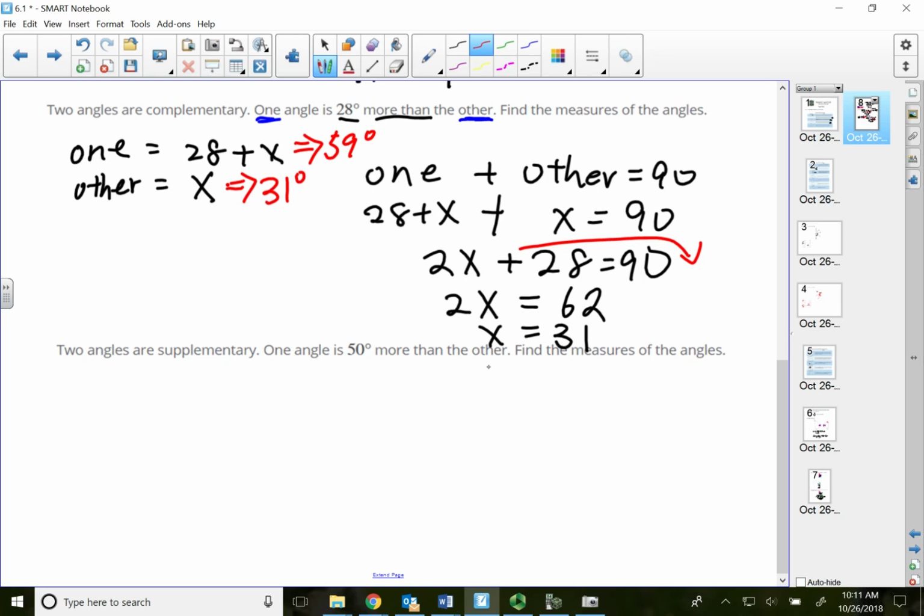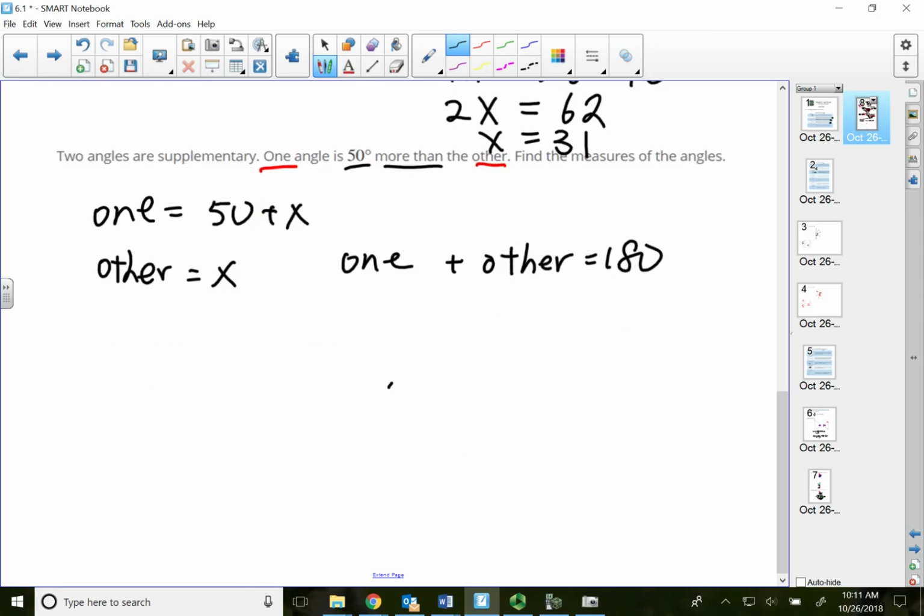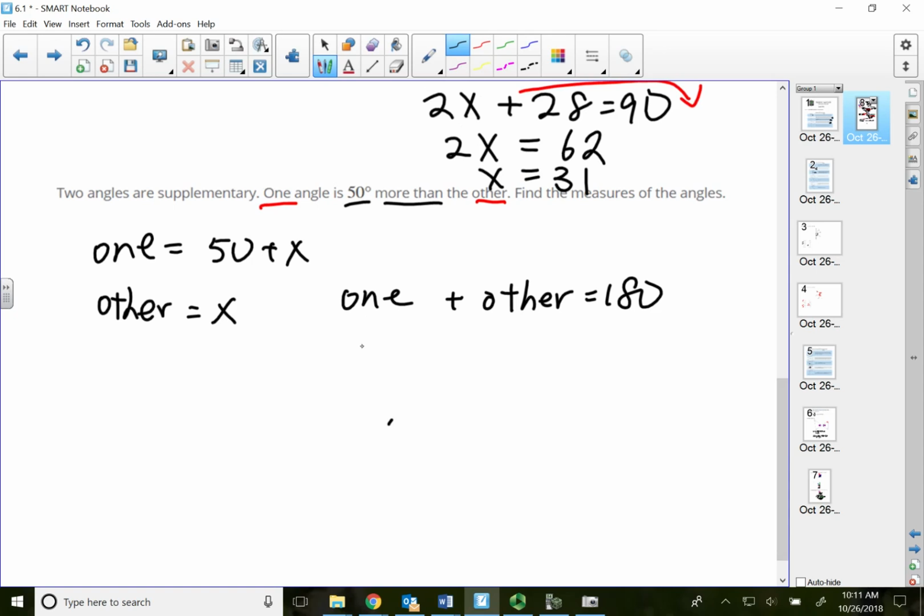Same thing with the word supplementary. One angle is 50 degrees more than the other. So the other, second item, is x again. Let's go back and translate for that one angle. That one angle is 50 more than the other, which means plus x. Since the two angles are supplementary, that one angle plus the other together equal 180 degrees. We're using this concept to help us solve these algebra word problems. So 50 plus x, plus the other angle x, equals 180. That will be 2x plus 50 equal to 180, right?